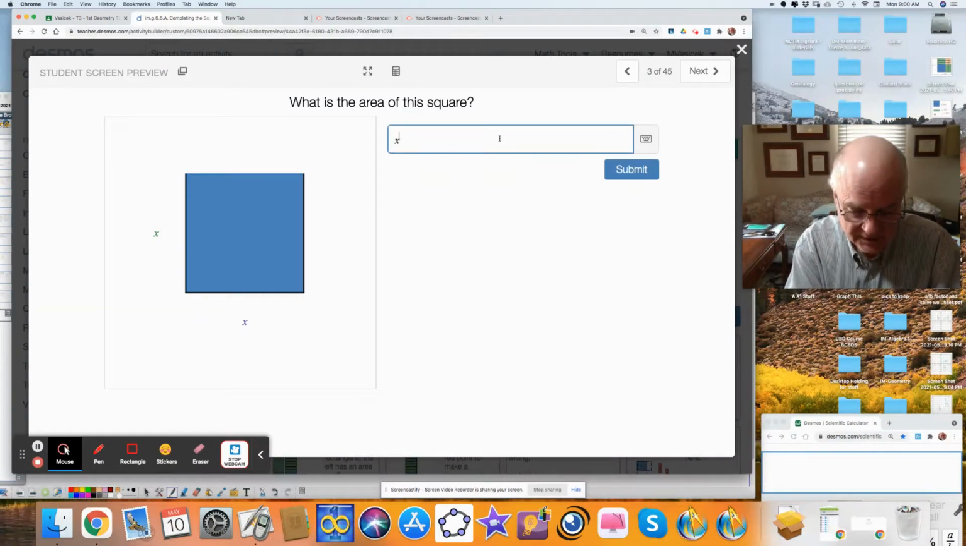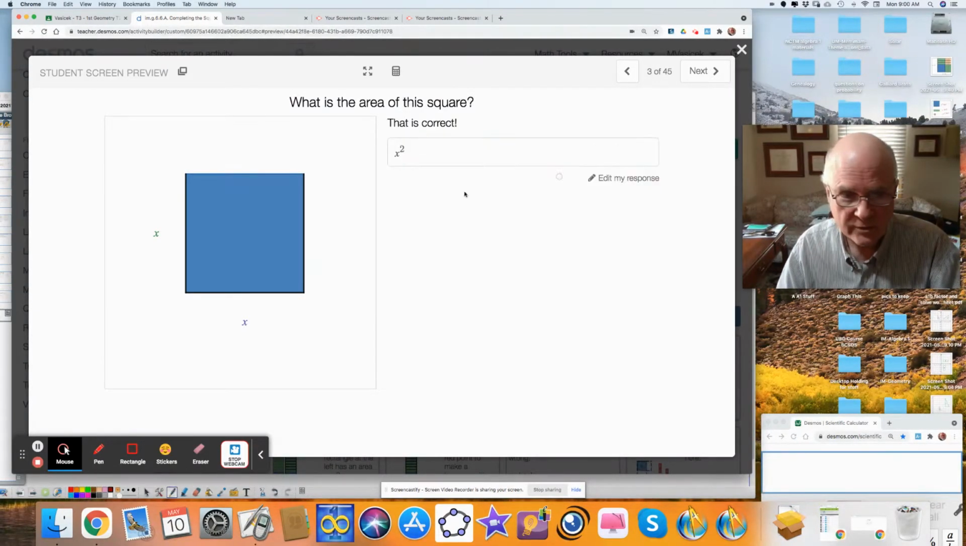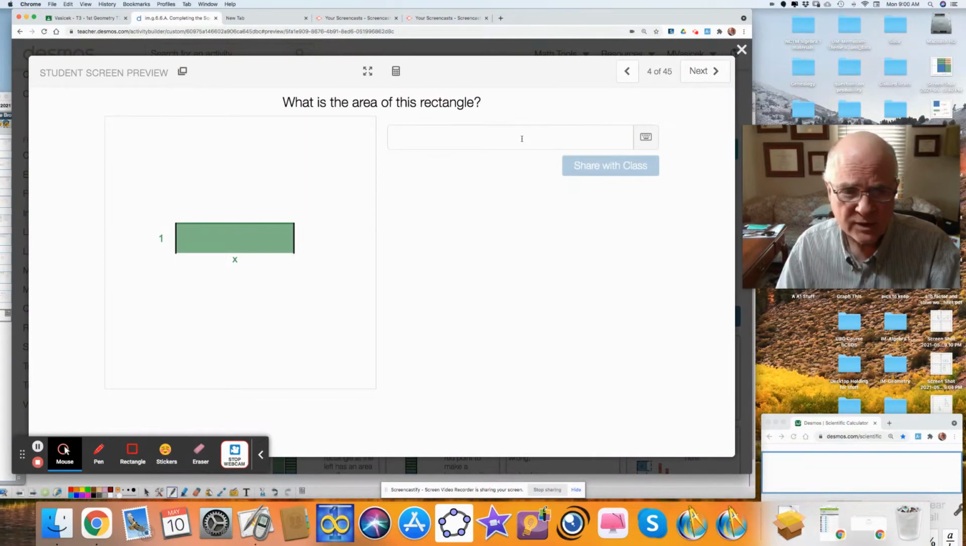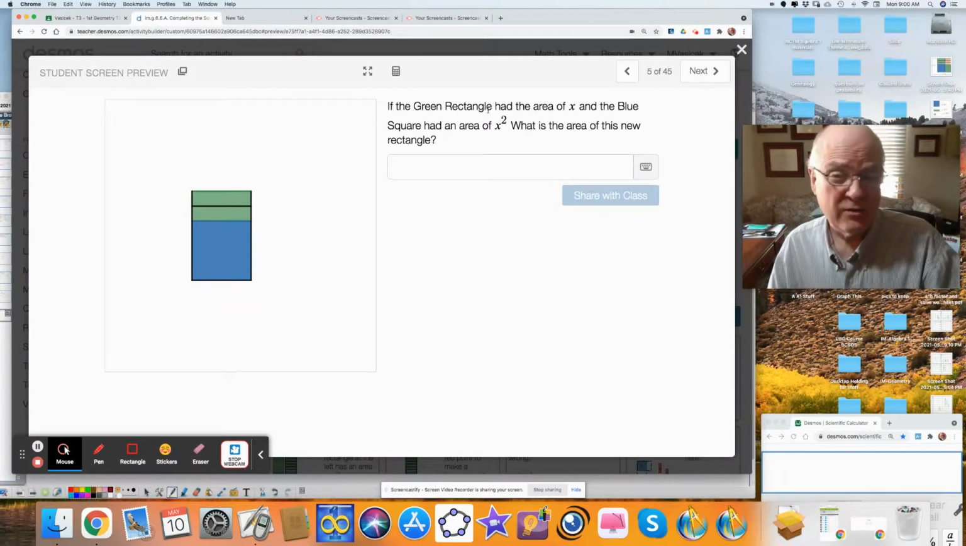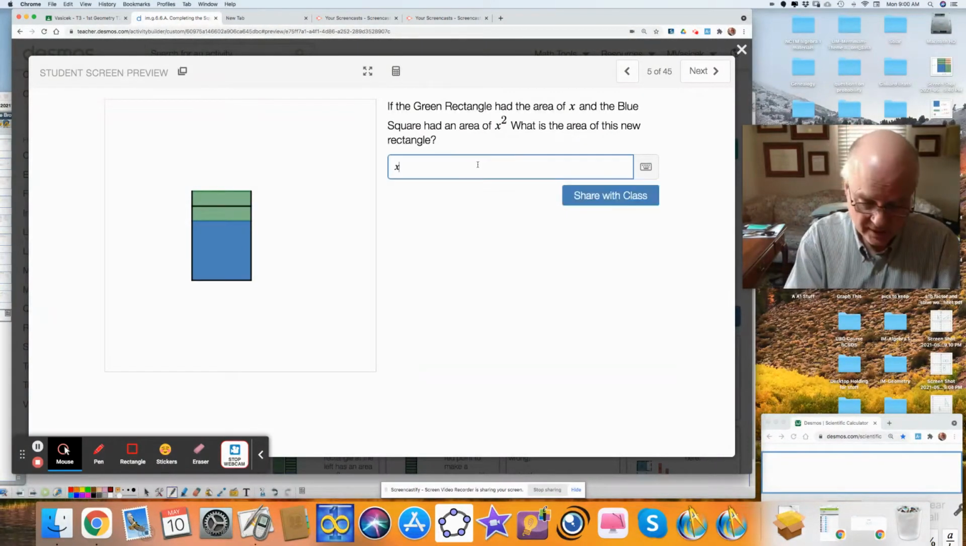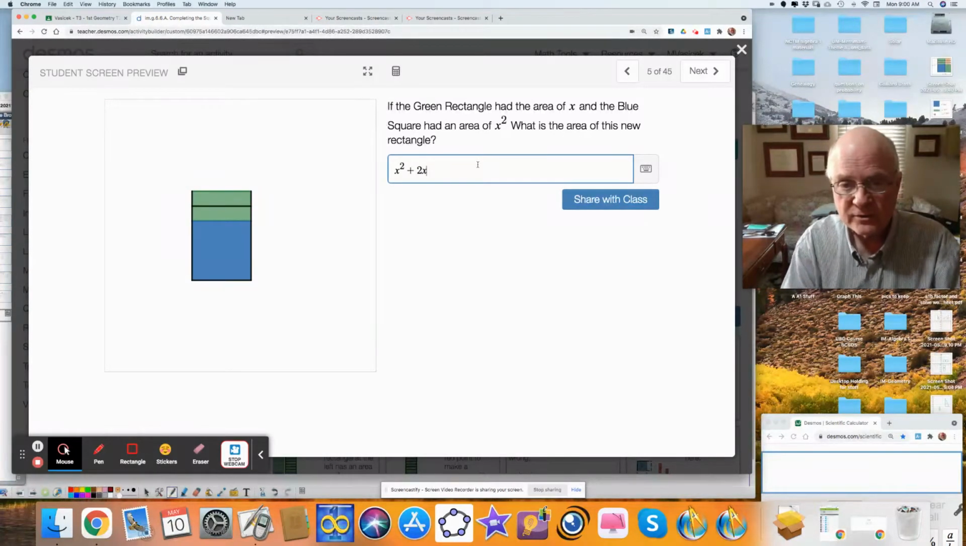X times x is x squared. That's one way of looking at the area of this. We have a length times width. Here we have a length times width. 1 times x is x. And when you see that, here we have the green rectangle had an area of x. The blue rectangle has an area of x squared. What's the area of this new rectangle? It would be x squared plus 2x.